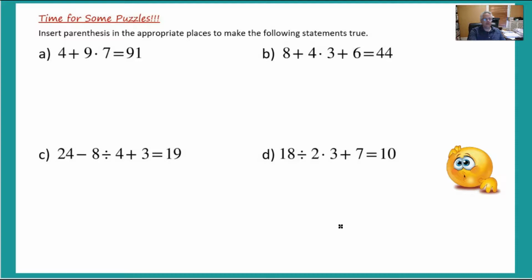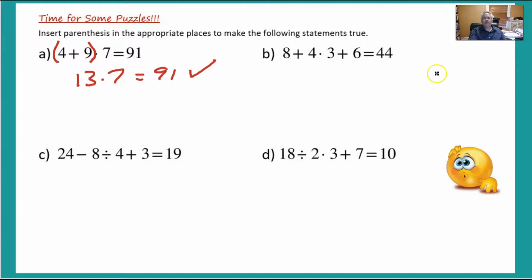Here, there's really only one thing I think we can do, which is maybe put parentheses around the 4 plus 9 so that gets added first. That gives us 13 times 7, which is actually equal to 91. So we solved it. The parentheses there make the equation true.